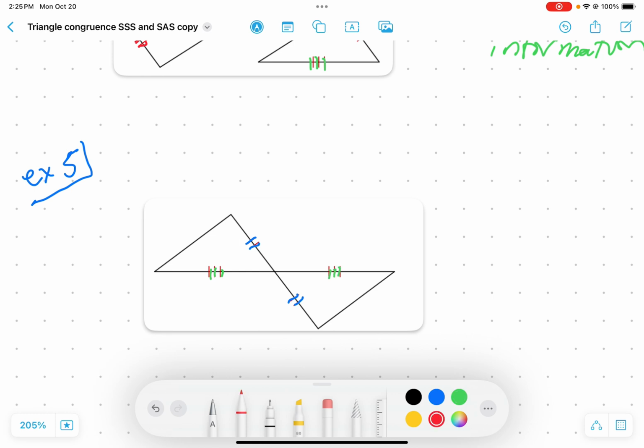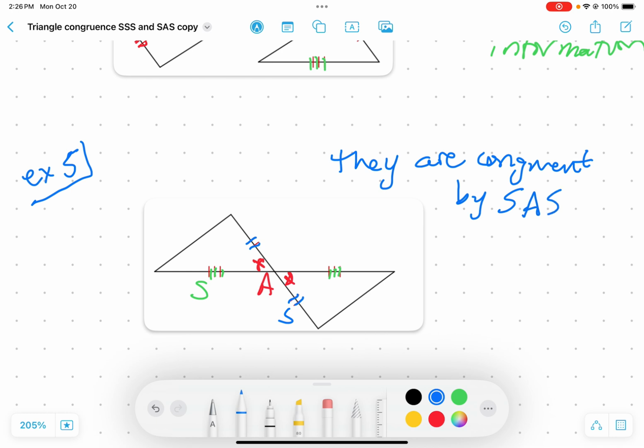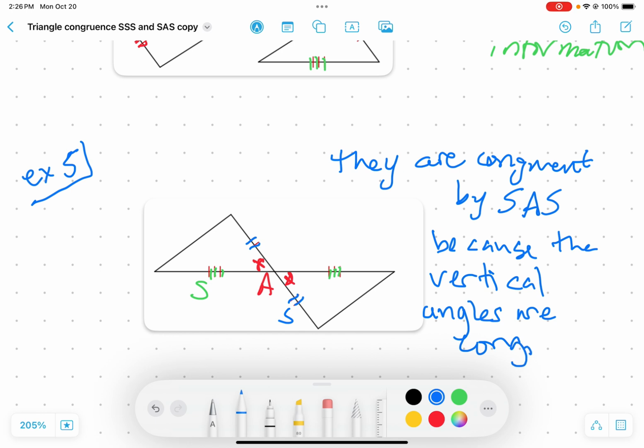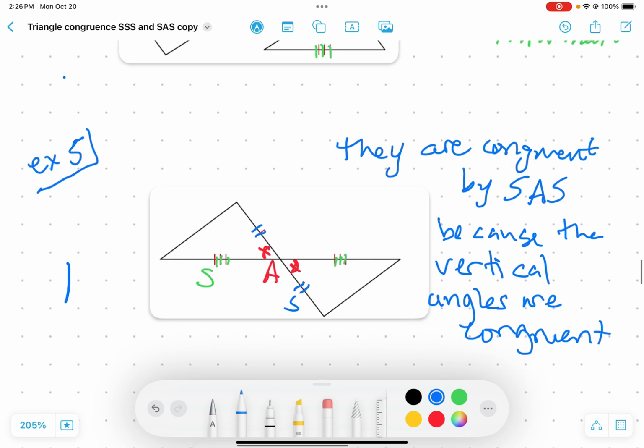I have some vertical angles. And so even though they didn't mark it for me on the paper, I know those 2 angles are the same. And so I have side, angle, side. So they are congruent by side, angle, side because of vertical angles. Because those vertical angles match up. Even though it wasn't labeled in the diagram, I know that vertical angles are congruent. Okay, let's do a few more examples, and we're obviously going to practice this in class.